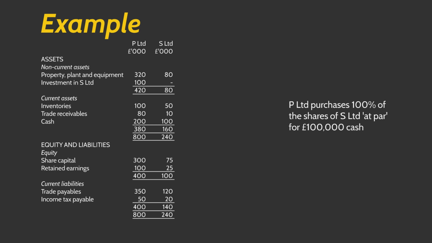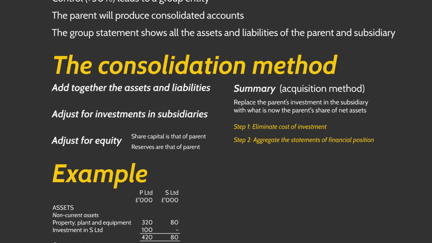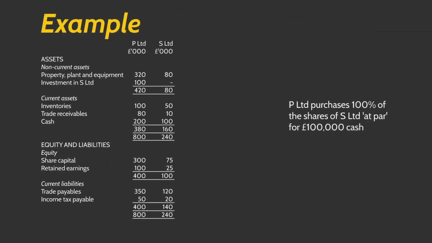Okay, so with that information, we're going to produce the consolidated statements. So step 1, let's remind ourselves of step 1 in our summary. Step 1 is to eliminate the cost of investment. So we're going to start by eliminating the cost of investment. So that means we're going to P Limited's statement of financial position. We're going down until we find the investment in the subsidiary, which is here, and we see it's £100,000, which was the cost of the investment, and this was shown in P Limited's statement of financial position. So we need to eliminate that cost of investment.